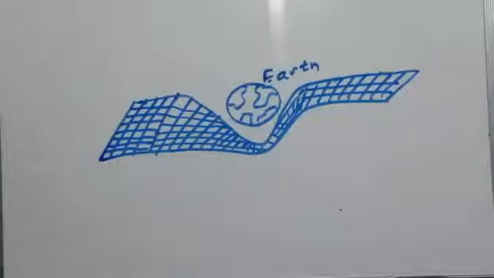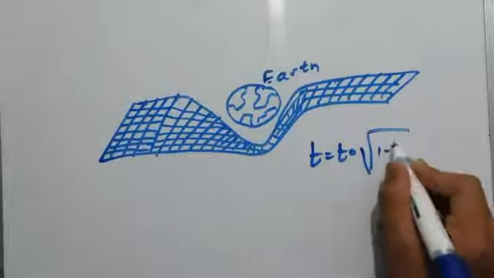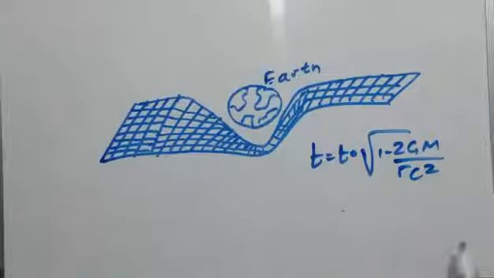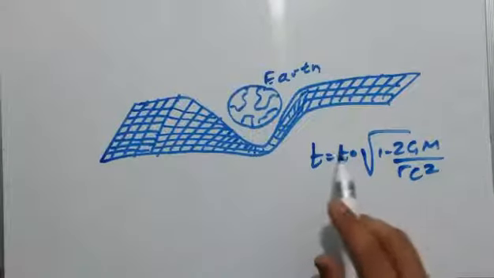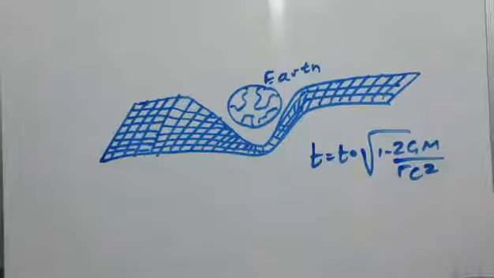If you saw my last video about gravitational time dilation, then it's okay. The formula is T equals T naught times the square root of 1 minus 2GM upon rc squared, where r is the radius of earth, c is the speed of light, t is the dilated time, t naught is the original time, g is the gravitational constant, and m is the mass of earth.